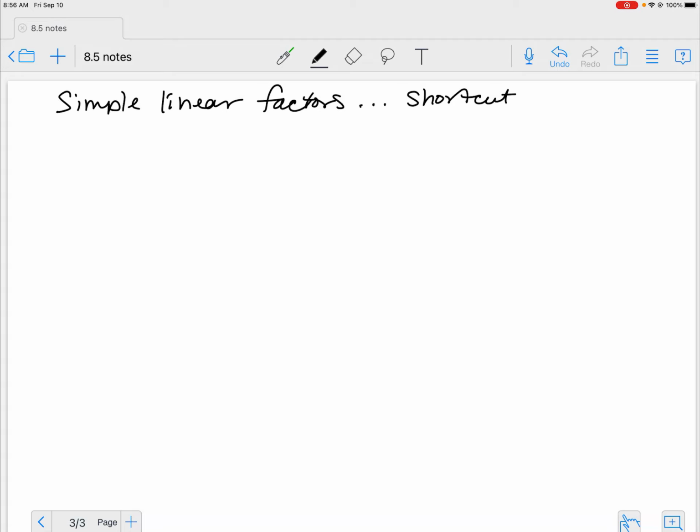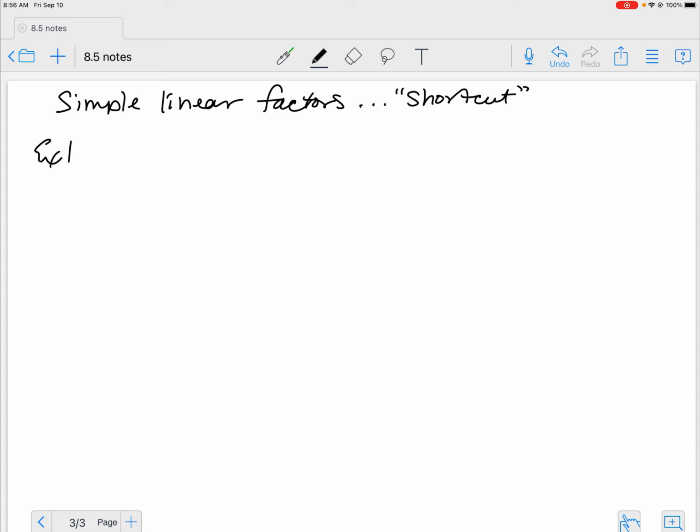There is a shortcut, and I'm going to quote this because it only works for simple linear factors, without repeated factors, all this kind of stuff. So it has a very small scope that it works for. However, it is there, so I'm just going to show you.